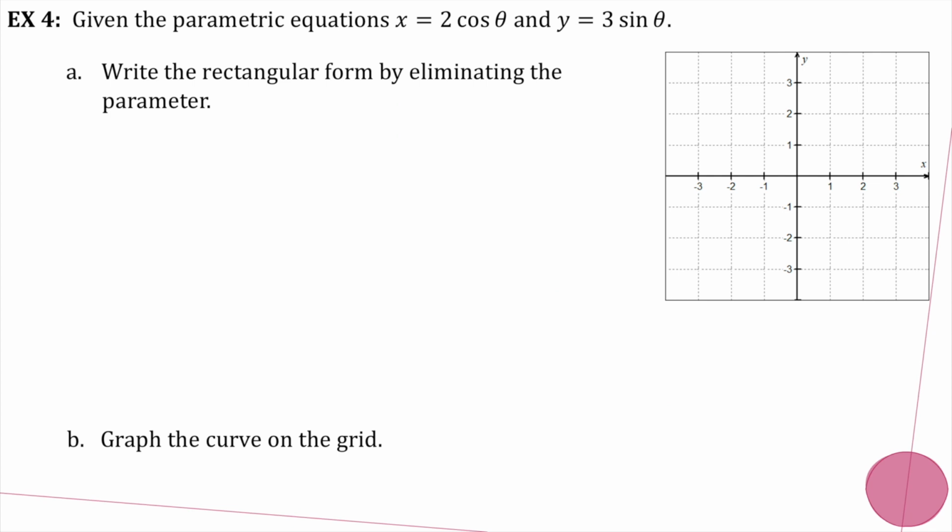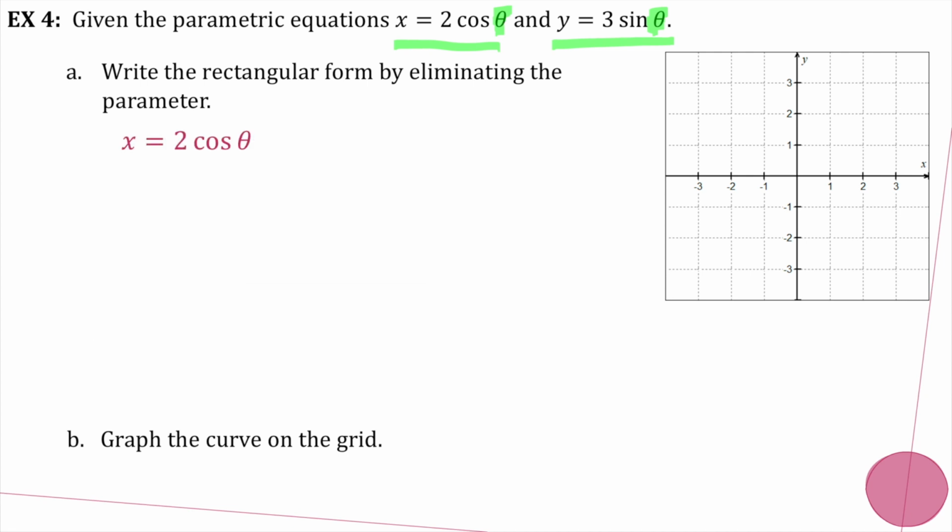Example 4. Given these parametric equations, x equals 2 cosine theta and y equals 3 sine theta, write the rectangular form by eliminating the parameter. Now before we were using a parameter of t, but this time our parameter is theta. So how do we get rid of it? This is a little bit crazy, so buckle up for this one.